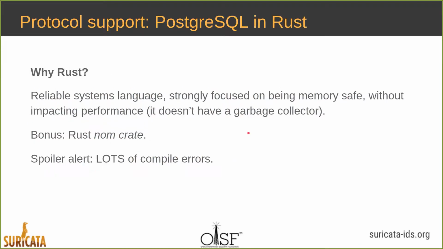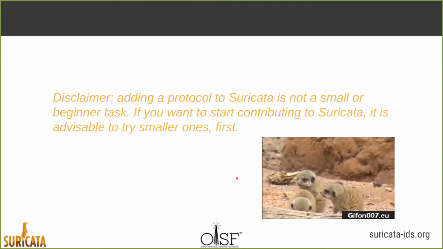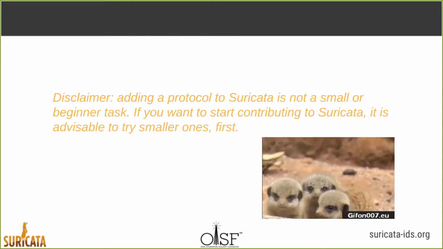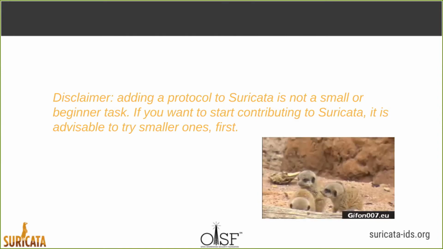And this is done in Rust because Suricata is trying to move towards Rust, it being a systems language which focuses on being memory safe without impacting performance. What that means is that it doesn't have a garbage collector, so you don't have to worry about performance. A bonus is that Rust also has the nom crate, which is a library that helps a lot with parsing. But if you are not familiar with Rust, you may get lots of compiler errors, which are your friends, really.